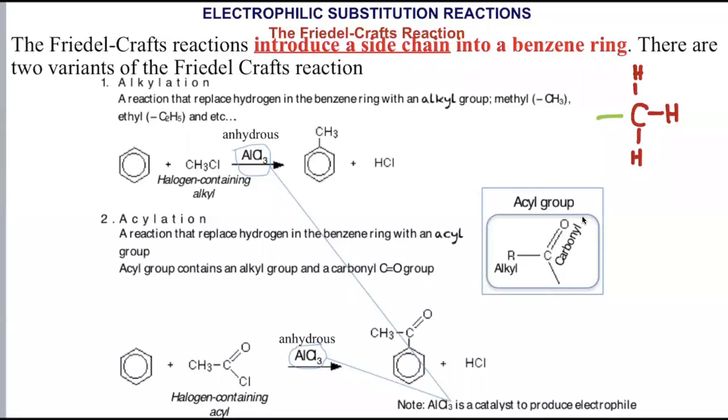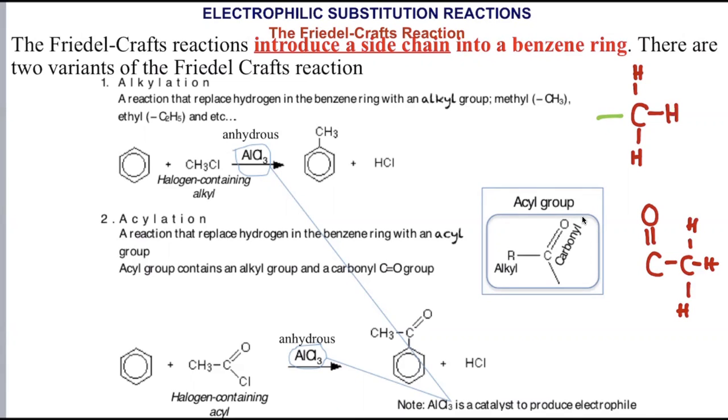Now, the second type, acylation. Acyl is not something new for you, but the word is probably something that you have not used before. An acyl group is when you have a carbonyl, C double bond O, attached to an alkyl. So that looks like a ketone or it could be an aldehyde.